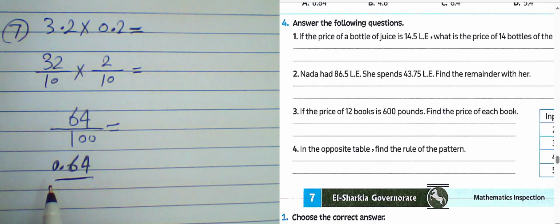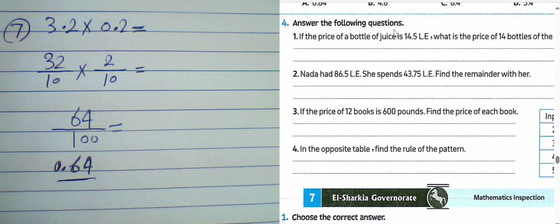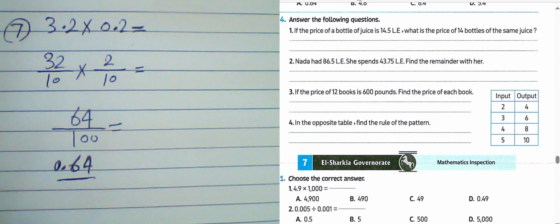Next question number 4, answer the following question. With the price of a bottle of juice 14.5 Egyptian lira, what is the price of 14 bottles of the juice? We can find the price by product between two numbers, okay?